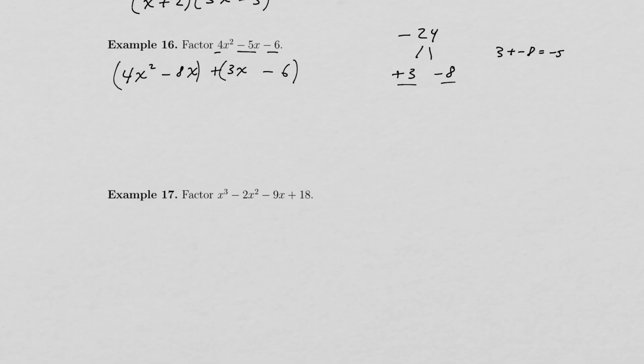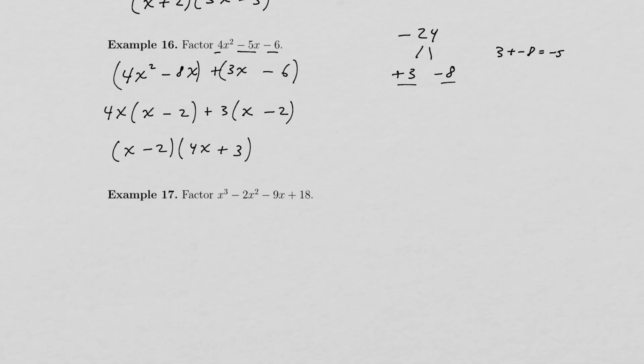What's the largest thing I can pull out of the first term? Well, I can take out a 4x, and I'm left with x minus 2. And then for the second one, I can factor out a 3, and I'm left with x minus 2. Great, so these match now, so I can pull the x minus 2 all the way out front, and I'm left with 4x plus 3. So that would be the factorization.